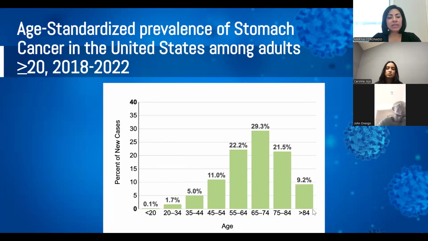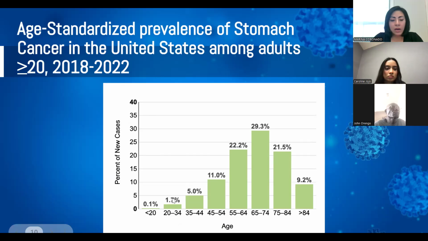This chart illustrates the age-standardized prevalence of stomach cancer in the United States among adults aged 20 and older. So we can clearly see that stomach cancer is much more common in older adults, with the highest percentage of new cases at 29.3% in people aged 65 to 74, followed by 55 to 64 and 75 to 84. Only 1.7% of cases are in those aged 20 to 34, and it is extremely rare under the age of 20.